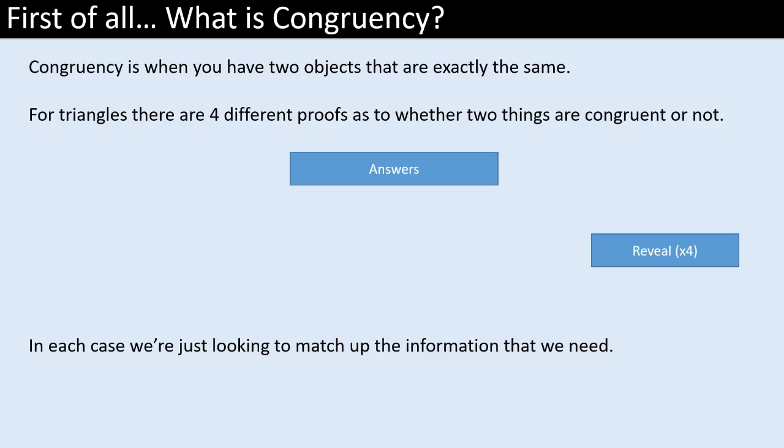Now, we concern ourselves at crossover and at higher tier with triangles. And there are 4 different proofs as to whether two triangles are congruent or not. And those are our 3-letter rules: SSS, ASA, SAS, and RHS. Now, it's important that we know those 4 proofs. If we know what those 4 proofs are, we can then look for the right bits of information. And even if we don't, we're still going to look for the information anyway, but this will help us know how to finish the questions off.